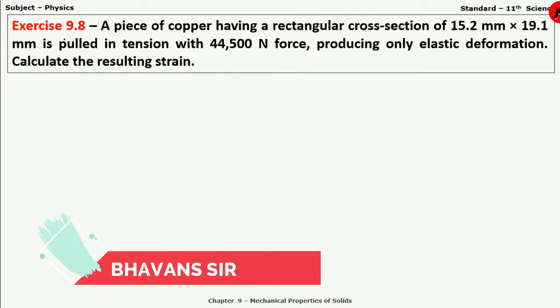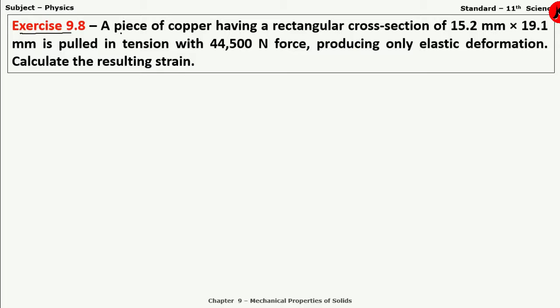Now, next exercise is exercise 9.8. A piece of copper having a rectangular cross section of 15.2 mm cross 19.1 mm is pulled in tension with 44,500 Newton force. Alright, what we have? We have a copper piece like this.